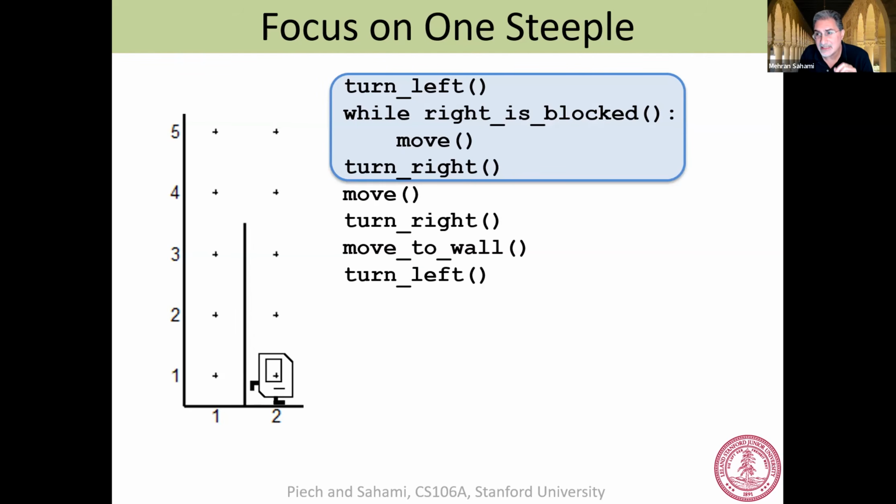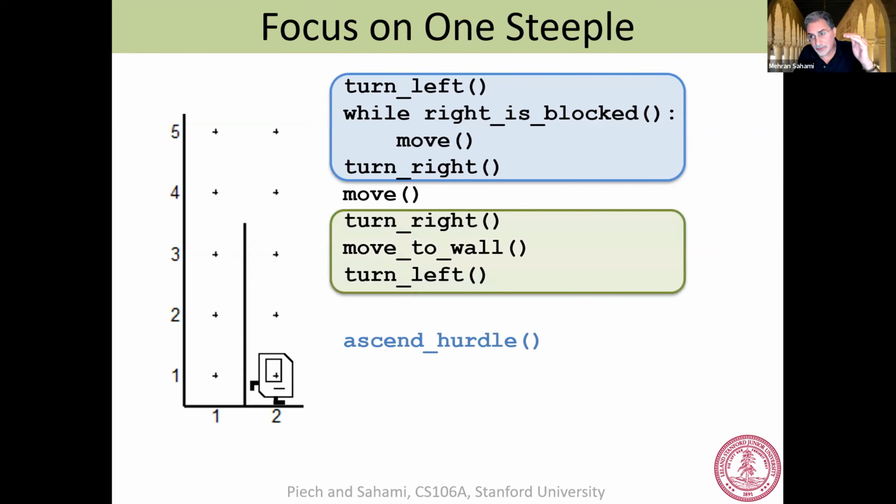All of that code basically did the work of ascending or going up a hurdle. So we could think about that as ascending the hurdle, if we had some concept or we wanted to name that. Similarly, the code that happened after we did the move that got us over the top of the hurdle, when we turned right, moved to wall until we got to the bottom of the world, and then turned to left again, that work that's now highlighted in green is basically the code to do the equivalent of descending a hurdle, or going down the other side of a hurdle. So we could call that descend hurdle.